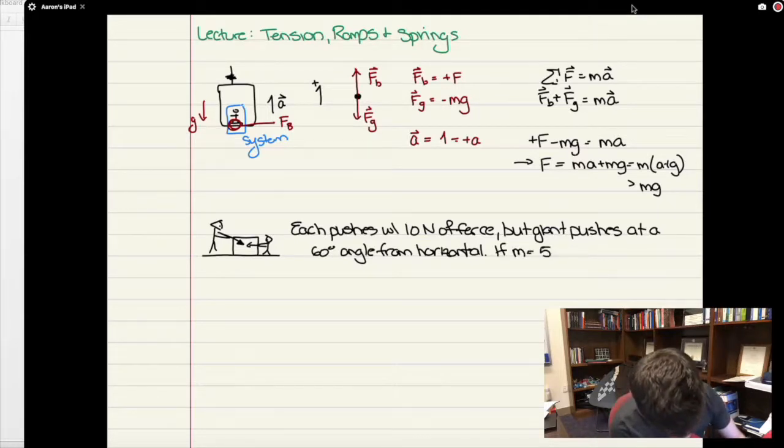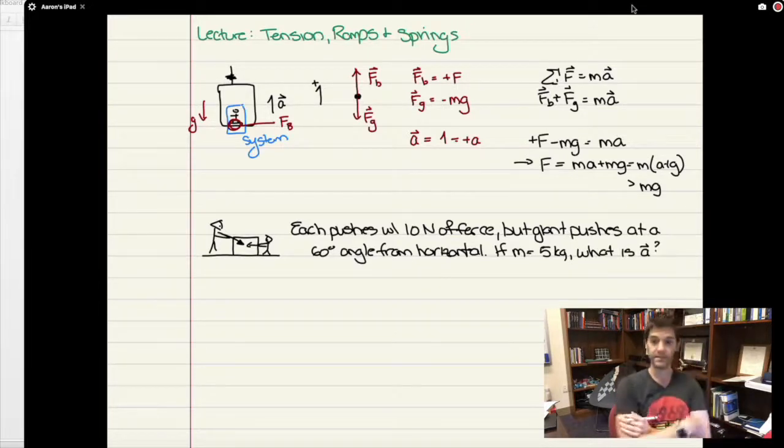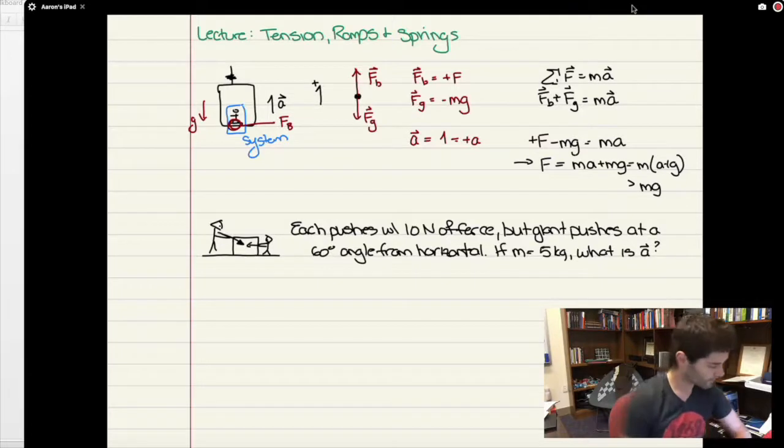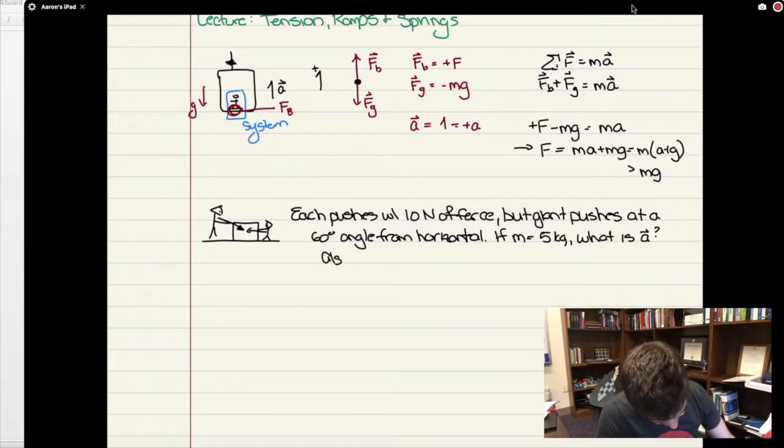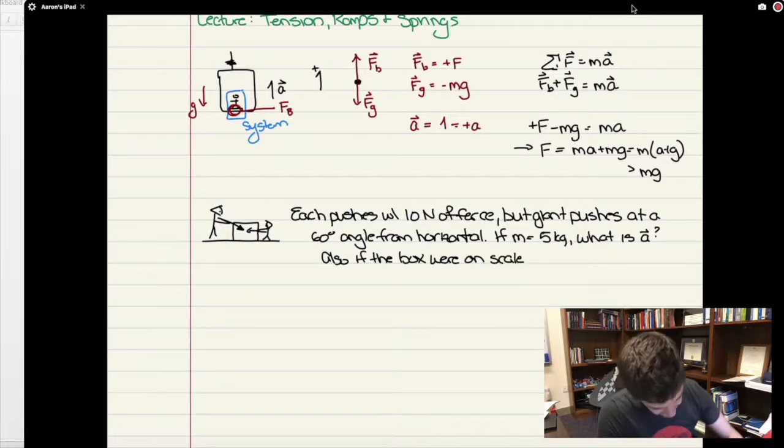If the mass of the box is 5 kilograms, what is the acceleration? Both magnitude and direction. And then also, if the box were on a scale, is it less than, equal to, or greater than mg?